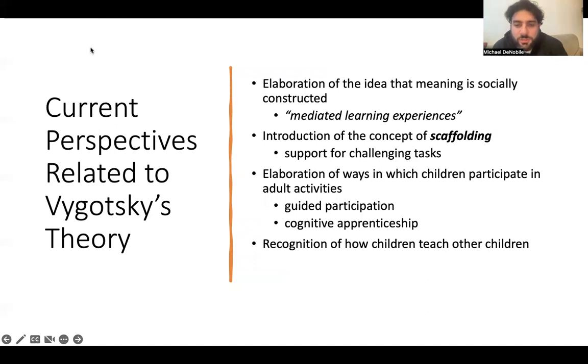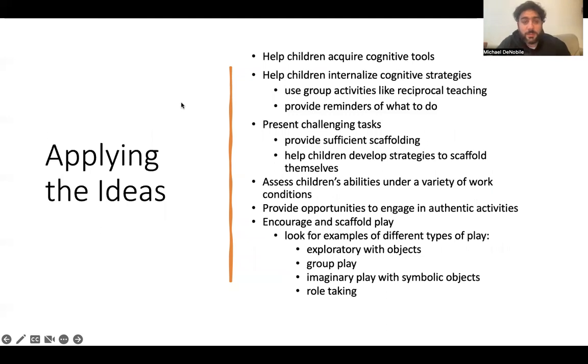Elaboration of ways in which children participate in adult activities, such as guided participation or cognitive apprenticeship. And then the recognition of how children teach other children, reciprocal teaching, how children can teach adults as well. Applying the ideas, help children acquire cognitive tools.